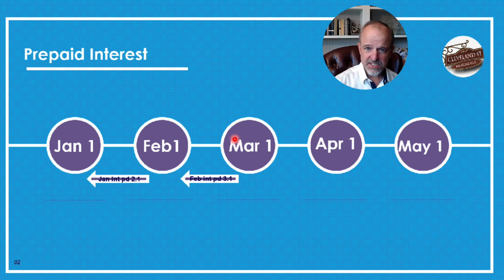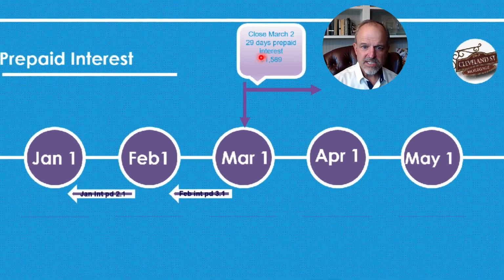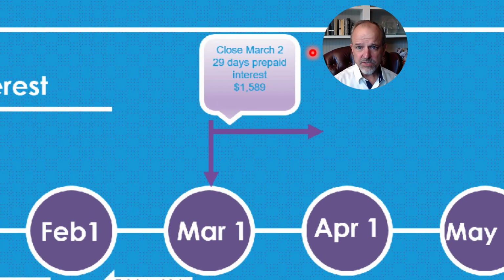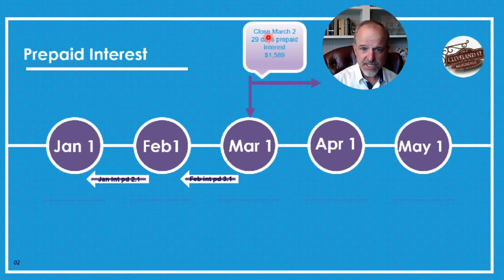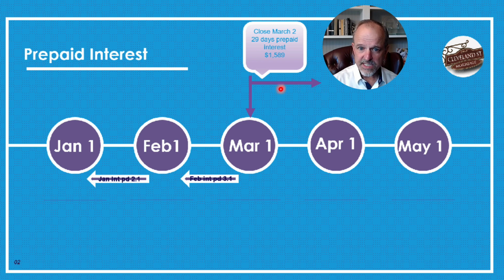So the question comes up, what happens when you buy that house or you refinance? Let's say this is in the context of a purchase. It's a little bit easier, I think, to illustrate that way. You purchase that home in the middle of a month. What happens then? Let's look at this example here. Let's say that you close on March 2nd. You buy a new house and you close on March 2nd. In this case, the lender is going to collect prepaid interest for 29 days, from the day you close on March 2nd to the end of March.